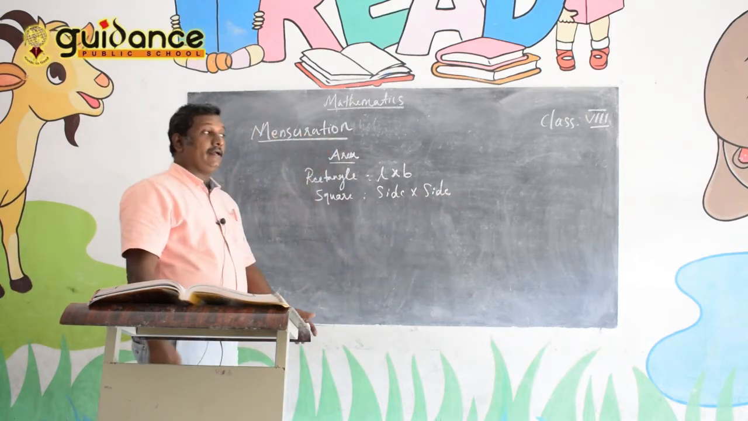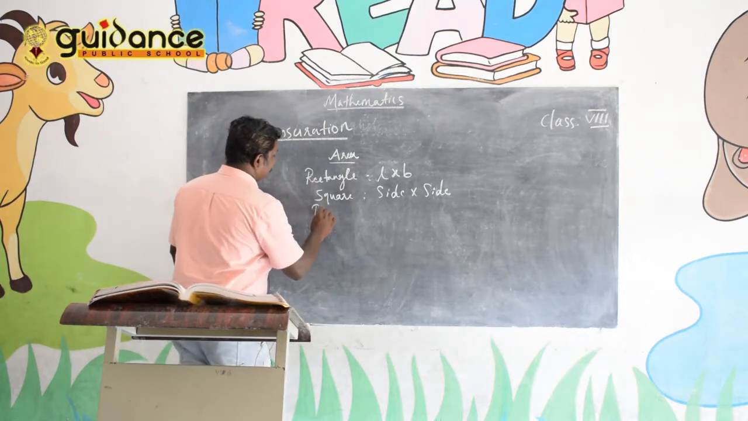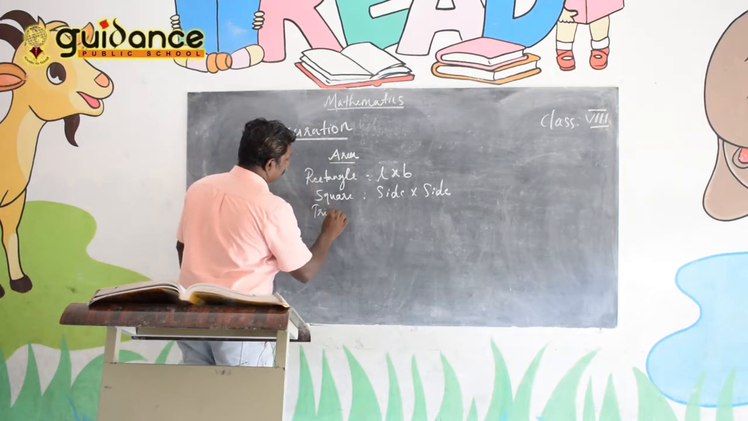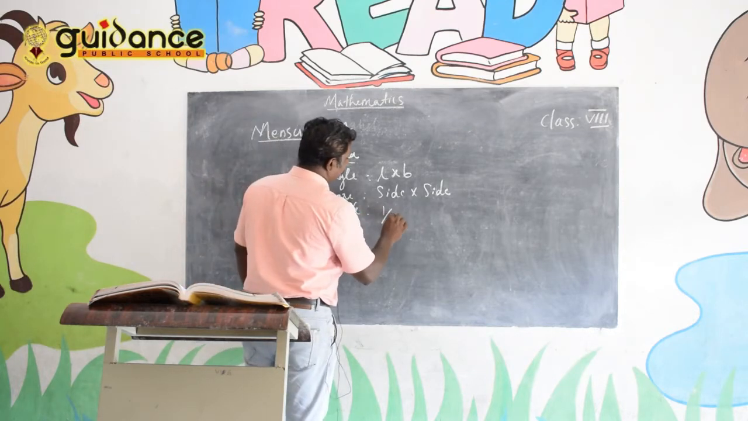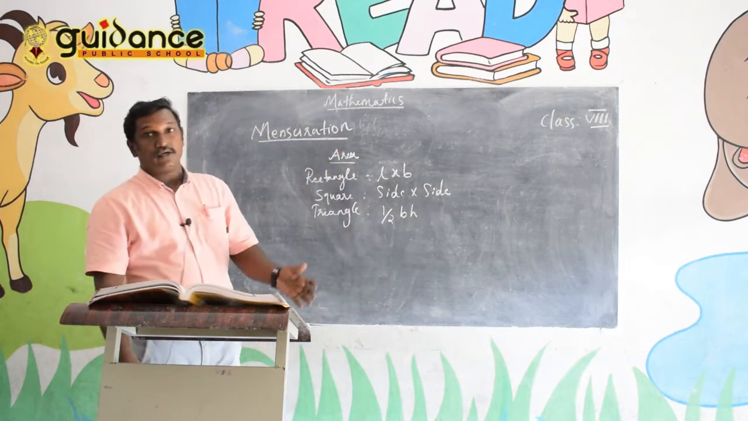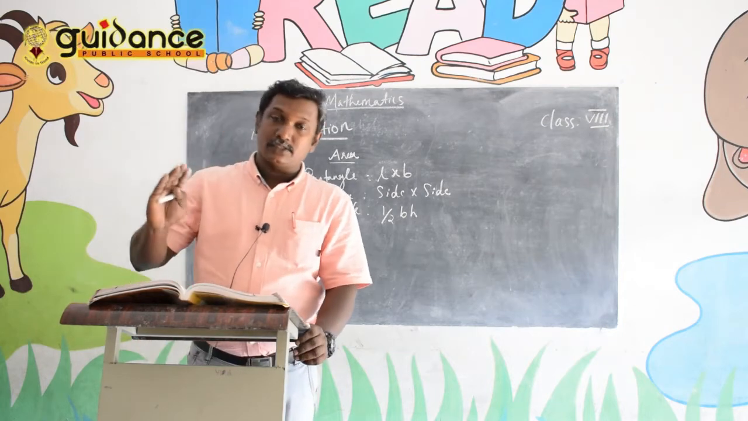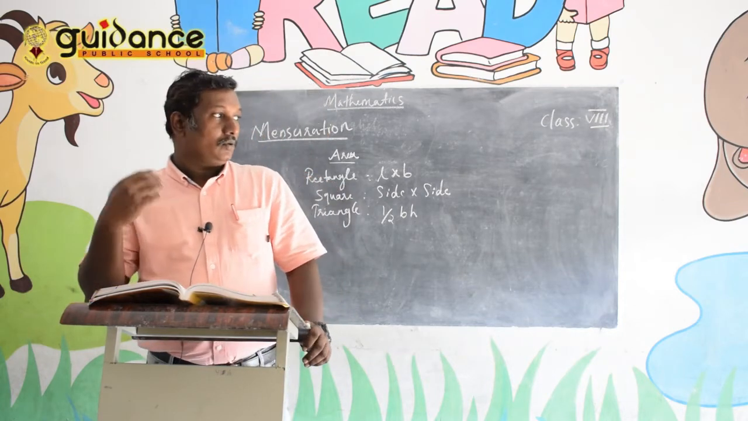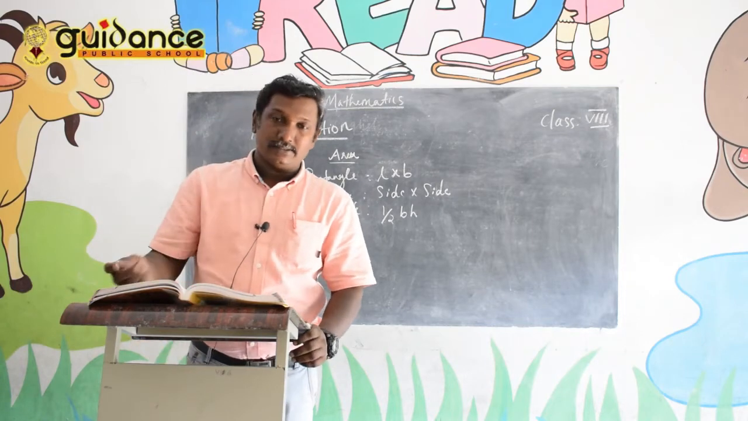Then what about the triangle? A triangle is a three-sided closed figure. Area of triangle is half BH. These are the main three formulas we studied in the small classes or previous years. Now we can discuss more about quadrilaterals and their areas in more classes.